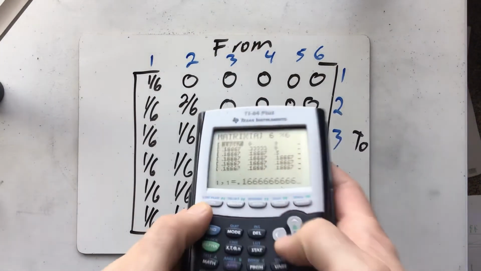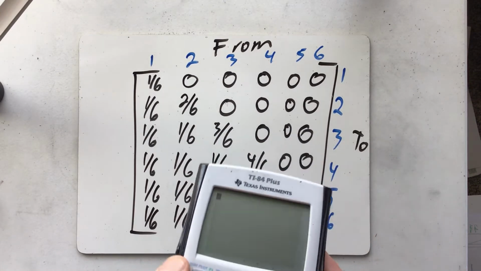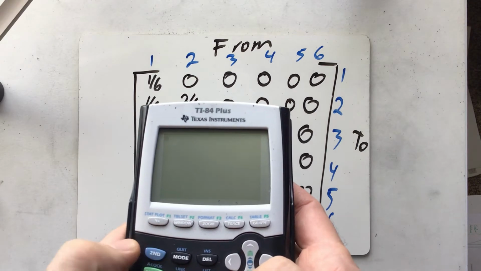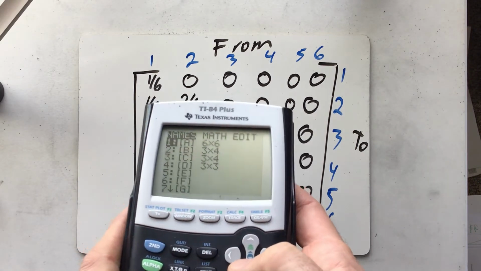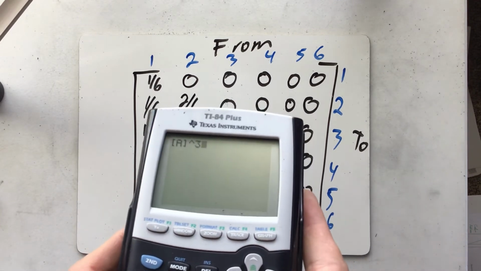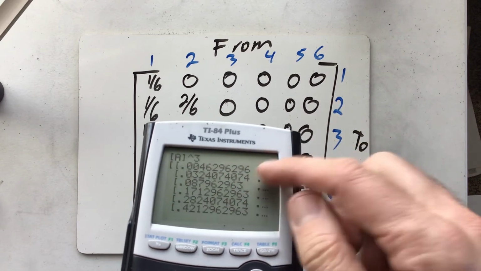I've typed it all in the calculator. And then what we're going to do is look at what happens 3 turns later. To do 3 turns later, I just need to take that matrix that I put in A and cube it. So I'll raise it to the 3rd power and look, and wow, our matrix is crazy. It's got all sorts of decimals.